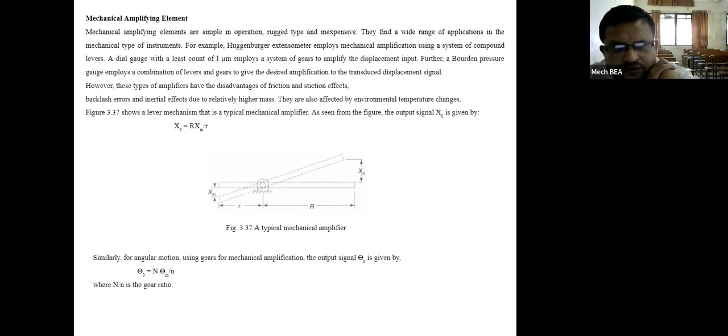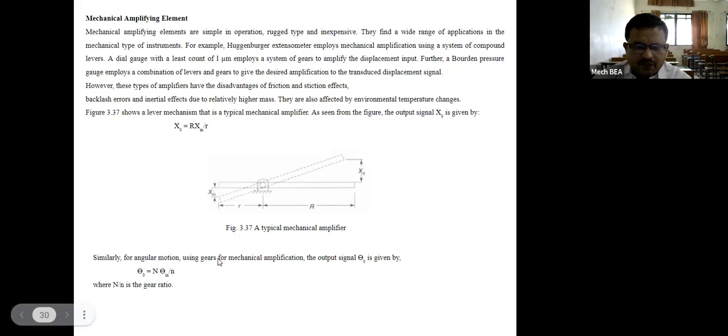Figure 3.37 shows a lever mechanism that is a typical mechanical amplifier. As seen from the figure, the output signal X naught is given by X naught is equal to R into Xin divided by small r. Therefore, this lever or mechanical amplifier is defined by two dimensions, capital R and small r. For a small displacement here, we are getting a large output. That's why it is known as an amplifying element.